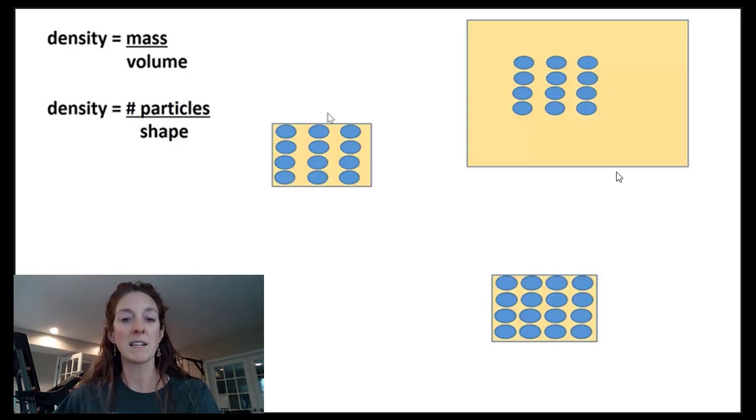It will be less dense. That will give me a smaller number. There are fewer particles in a certain area. Once that denominator, that shape, that volume becomes bigger, then our density becomes smaller.